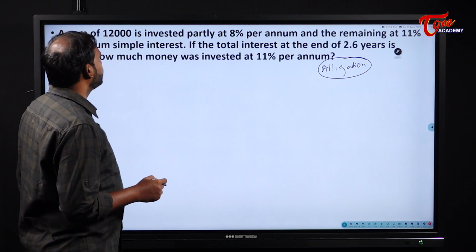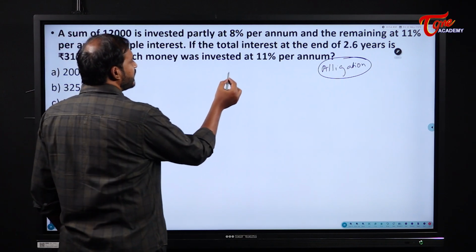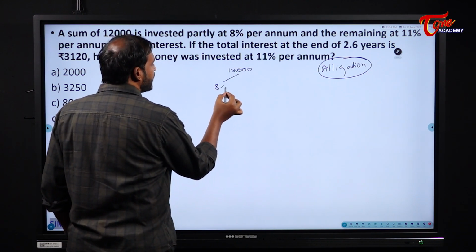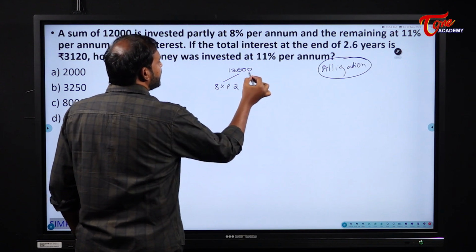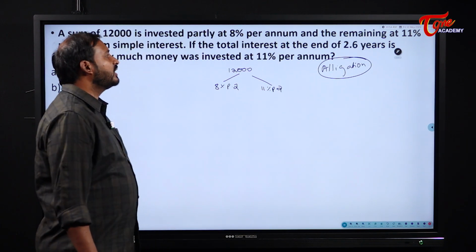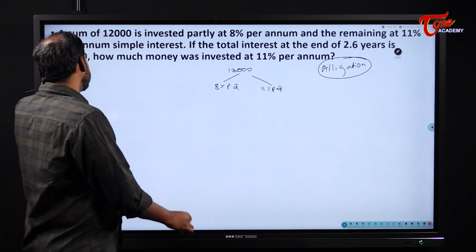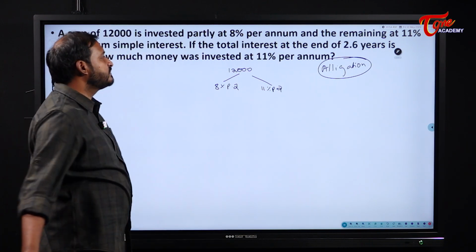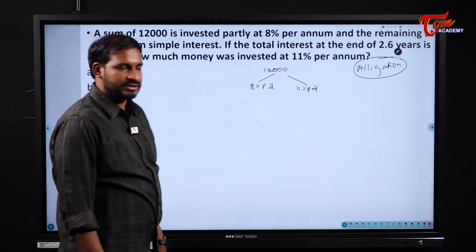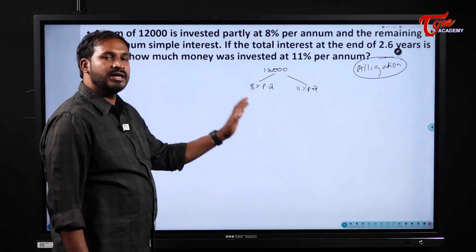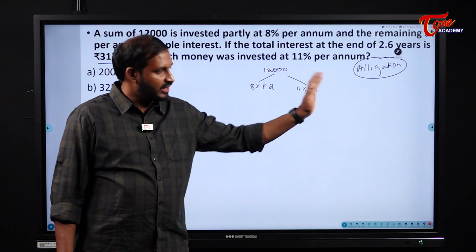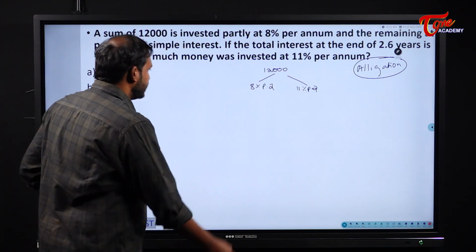A sum of money 12,000 is invested partly at 8% per annum and the remaining at 11% per annum. If the total interest at the end of 2.6 years is 3120, how much money was invested at 11% per annum? That is the question. Now see here, students, first of all, I will try to solve this one in the standard procedure and then I will tell you the shortcut, that means using the allegation rule. Now see here.